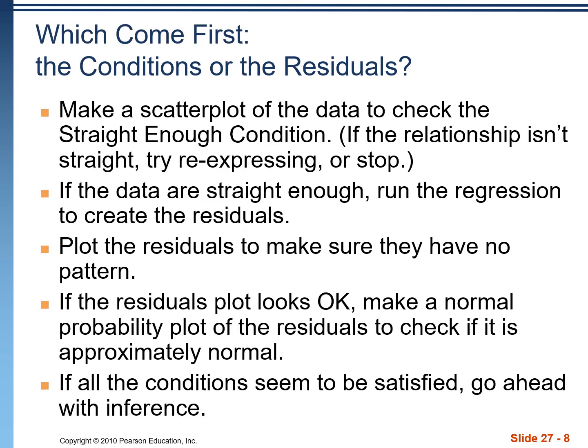So when it comes to checking these conditions, we have to do them in a specific order. First thing we do is we check the straight enough condition. We look at the scatter plot, we make sure it's straight. If it's not straight, we try to re-express it. That's what we did back in chapter 10. If we can't do that, we're just going to stop and end the problem there. If we can make it straight, or it's straight to begin with, we run the regression. That's what creates the residuals for the problem. After that, we look at the residuals. We make sure there's no pattern. If that looks okay, then we make a normal probability plot with the residuals. And if that's also okay, then we go ahead and we do our confidence interval or hypothesis test.